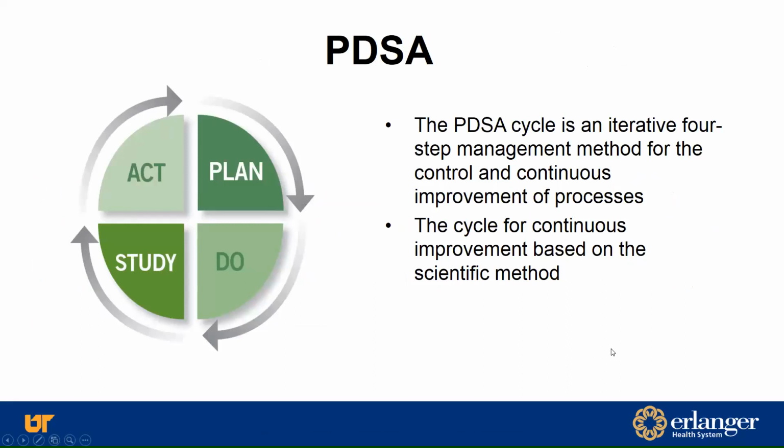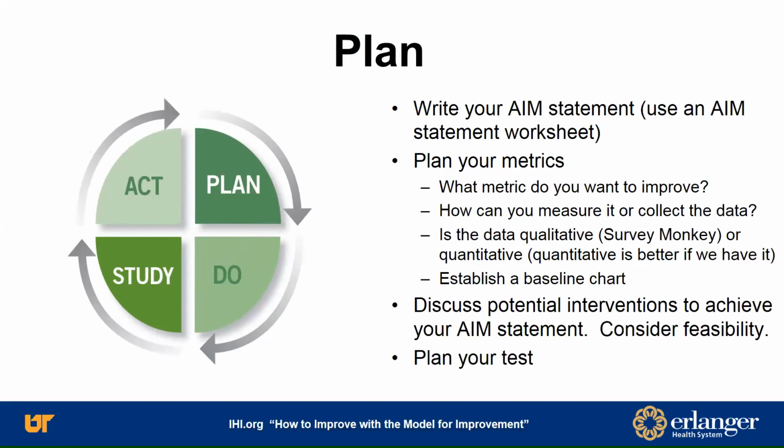So it's an iterative 4-step management method. And this is based on the scientific method, but as you see in the arrows, again, this talks about continuous improvement and process improvement, which goes hand in hand with lean. But I want to go over each of these steps in PDSA and just talk about some deliverables or good things to have when you do a quality project.